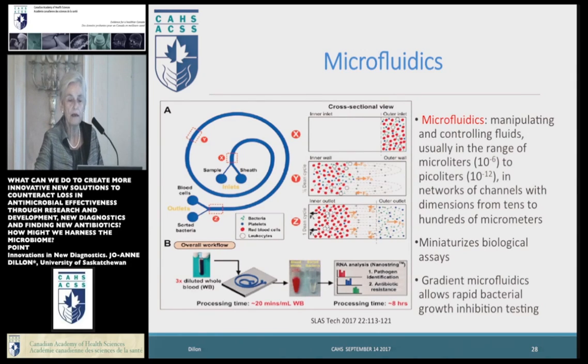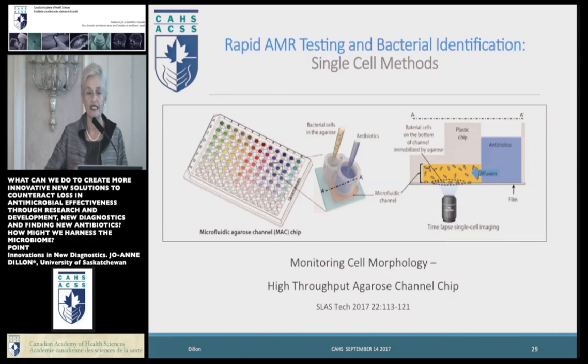Microfluidics is where one manipulates and controls fluids in very, very small amounts in networks of channels with dimensions from tens to hundreds of micrometers. In other words, it miniaturizes microbiological assays, allows one to assay very, very tiny concentrations of microorganisms in short periods of time. In this particular example, a blood sample is being separated from bacteria, blood cells from bacteria, and then once that is done, other platforms are used to identify the bacteria and antimicrobial resistance. And this is the kind of point-of-care test that might be used in a sophisticated tertiary facility.